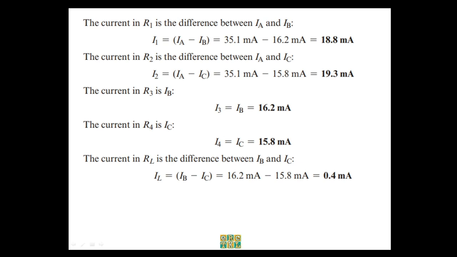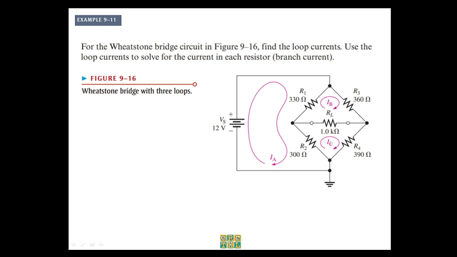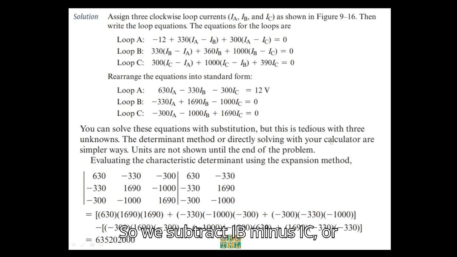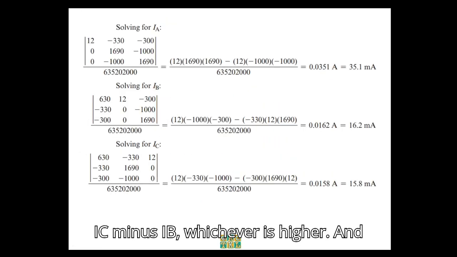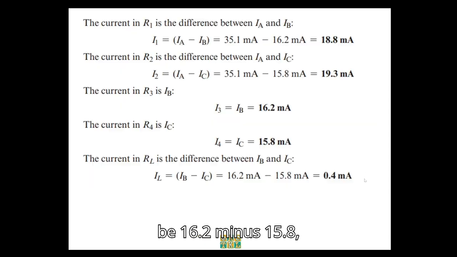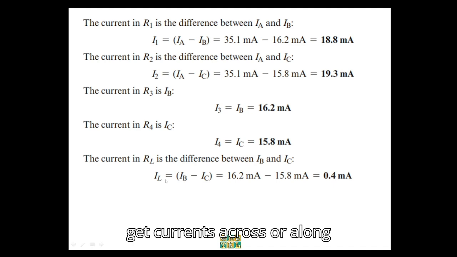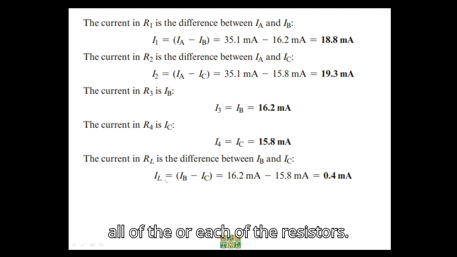And for IL, the current through RL, the currents involved are IB and IC. So we subtract IB minus IC or IC minus IB, whichever is higher. IB is 16 and IC is 15. Therefore, it will be 16.2 minus 15.8 because IB is bigger. And that's how we get the currents through each of the resistors.